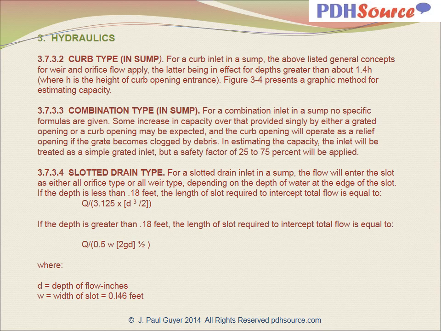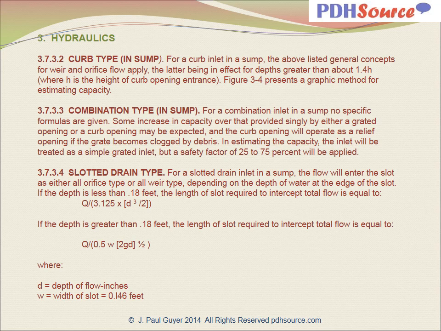For a combination inlet in a sump, no specific formulas are available. Some increase in capacity over that provided singly by either a grated opening or a curb opening may be expected, and the curb opening will operate as a relief opening if the grate becomes clogged by debris. In estimating the capacity, the inlet will be treated as a simple grated inlet, but a safety factor of 25 to 75% should be applied.